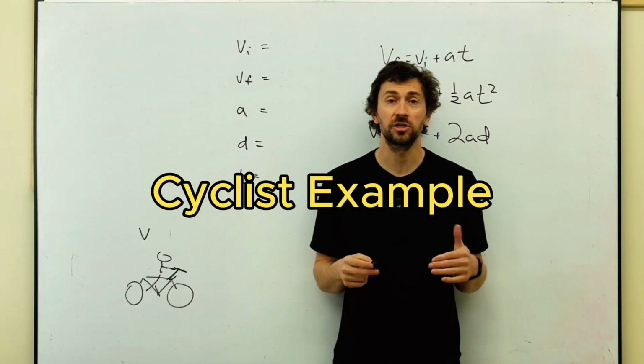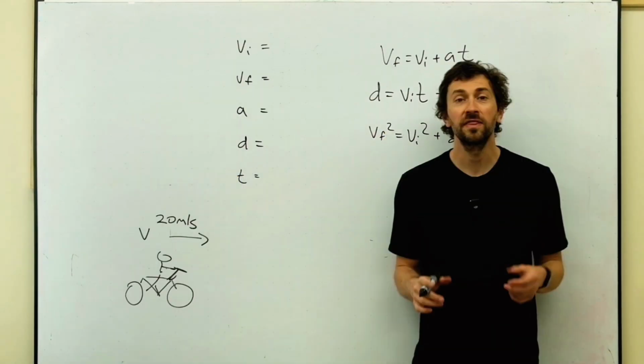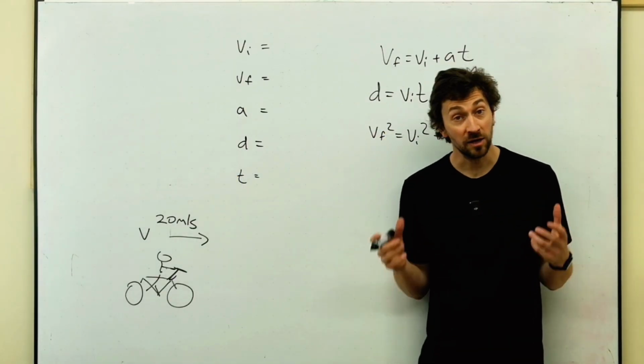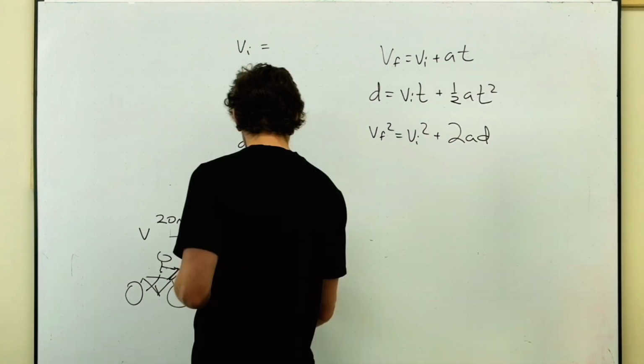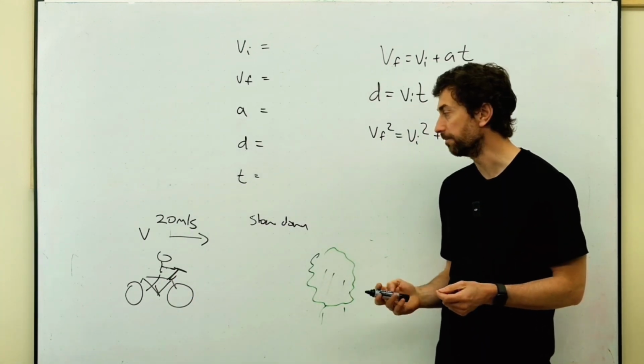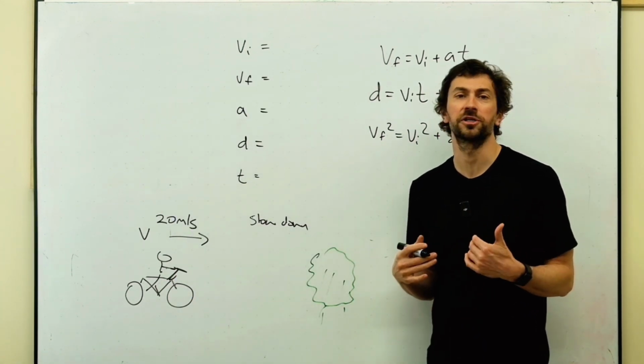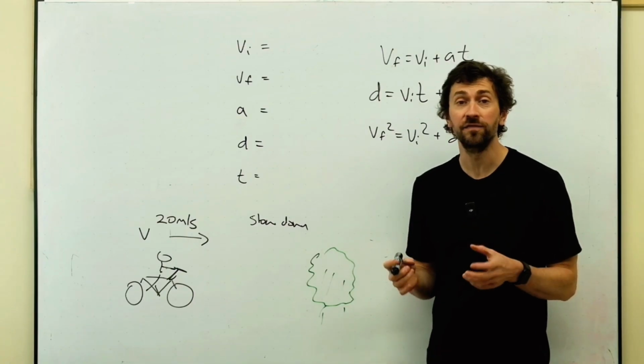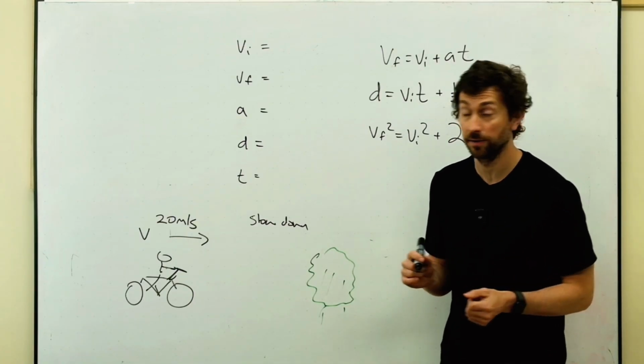Let's imagine there's a cyclist going at 20 meters per second. They see something ahead on the road and they put the brakes on and start to slow down. Maybe there's some bush that they're going to hit. When they put the brakes on, their acceleration is negative 3.0 meters per second squared.